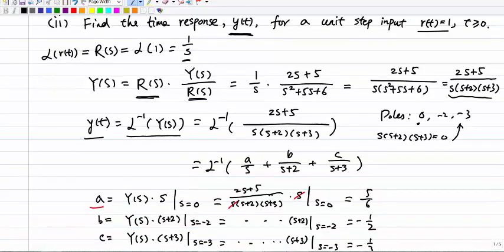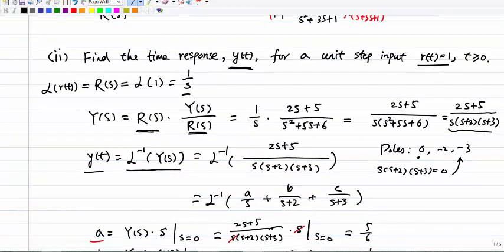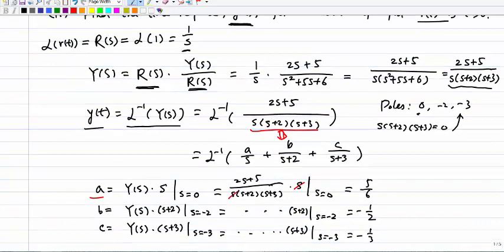According to the partial fraction expansion, this can be written equivalently as A divided by s plus B divided by (s + 2) plus C divided by (s + 3). Of course, if you take the inverse Laplace transform operation, it still holds. The key question is how to compute A, B and C.